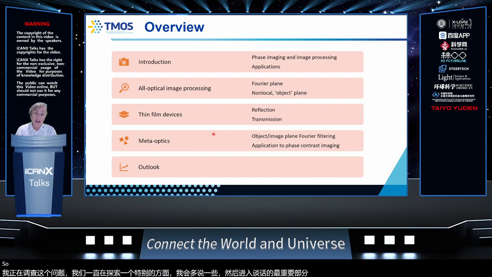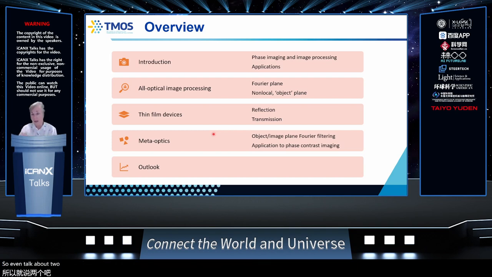So I'll then talk about a couple of different approaches that people are using for all optical image processing, with particular focus on phase imaging. This includes using uniform nanoscale thickness thin film devices, and also the nanophotonic meta-optical approaches that we've done a little bit of work on recently.